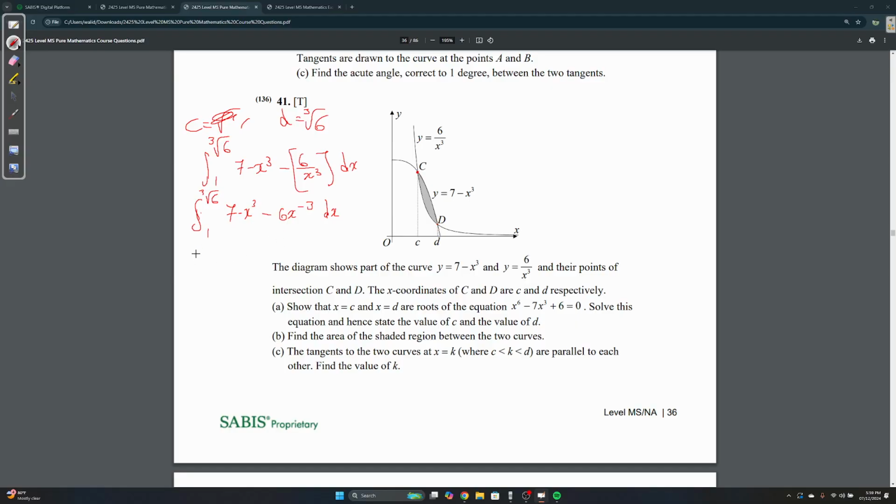Okay, now let's actually integrate. 7 becomes 7x, minus x cubed becomes minus x to the power 4 over 4. Minus 6x to the minus 3 becomes minus 6x to the minus 2 over minus 2. Our bounds are from cube root of 6 to 1. Let's continue over here.